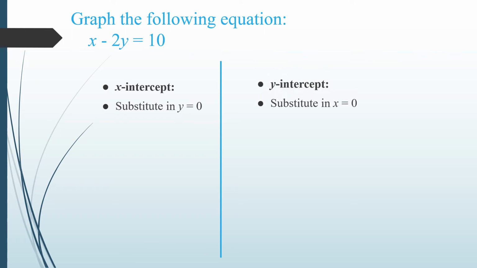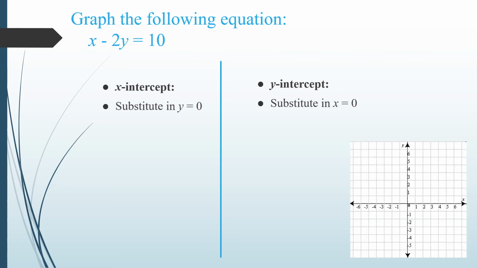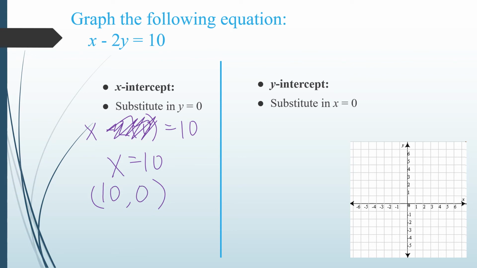So if I'm given x minus 2y equals 10 and I want to graph that, I want to find the x-intercept, which means plug in 0 for y. So I'm going to have x minus 2 times 0 equals 10. Again, 0 times this 2 means nothing, so it's gone. So I have x equals 10. So my x-intercept is (10, 0).